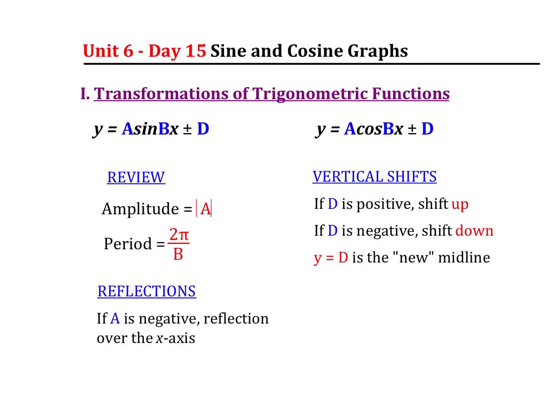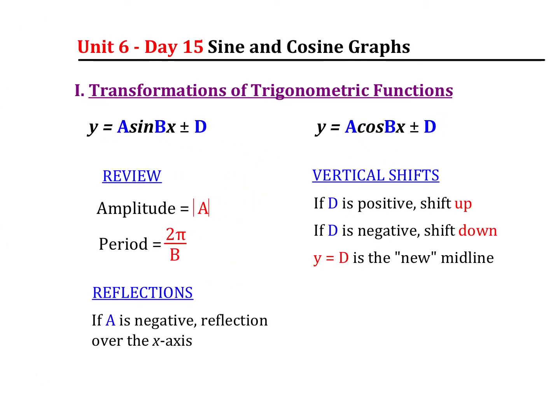All right. So what we're going to do now is start tacking on d values for our sine and cosine functions. So we're going to be adding numbers or subtracting numbers at the very end. Just like we've seen in other function transformations, these d values are just going to move our graph up or down. So it's going to shift everything up or down. If it's a plus, it goes up. If it's a minus, it goes down.